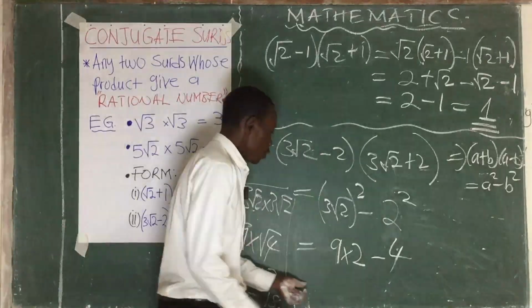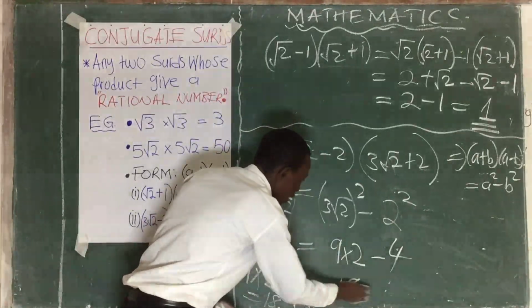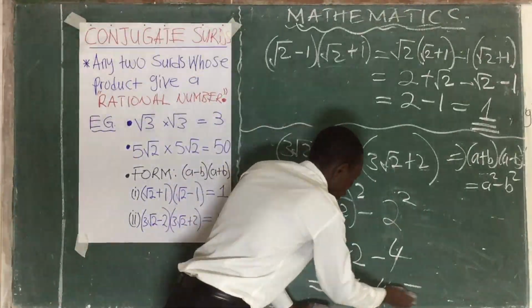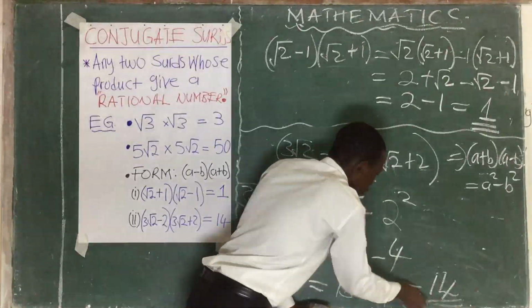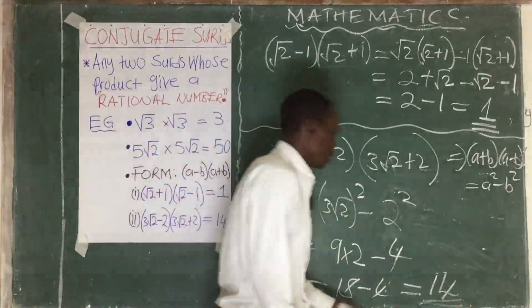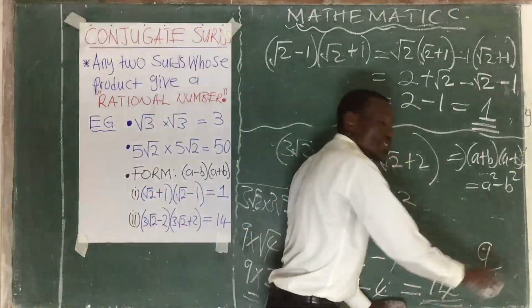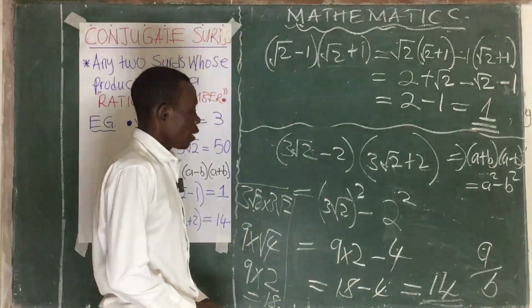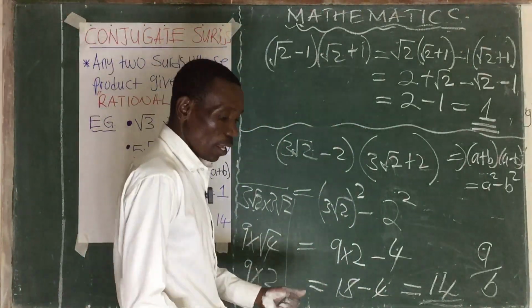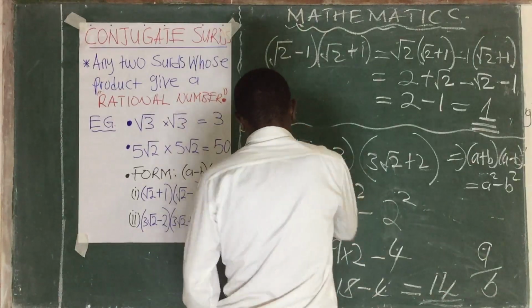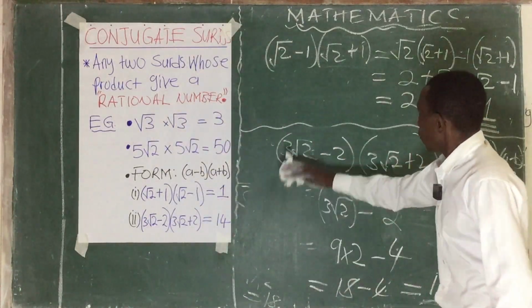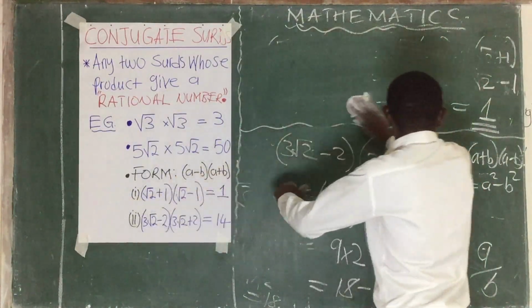A 4. So here it means what? 18 minus what? A 4. And the answer you get is what? 14. So if you look at 14, 14 is what? A over B is a rational number. Right.